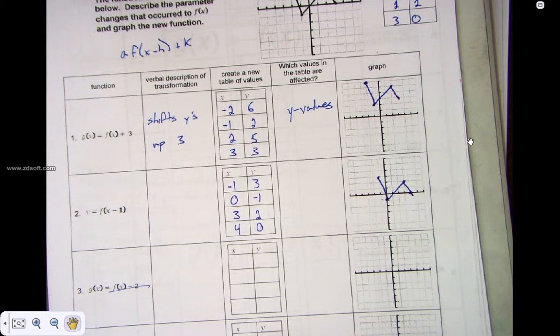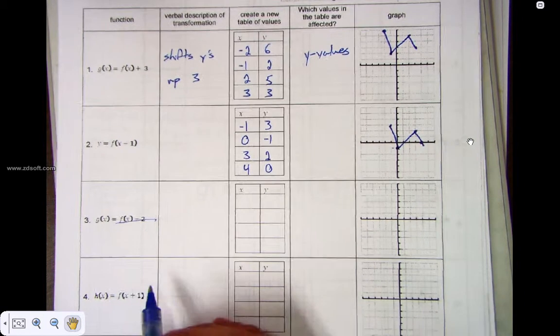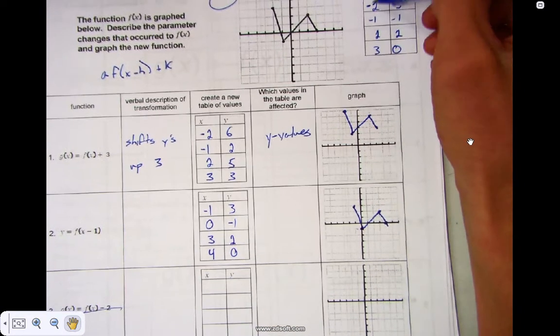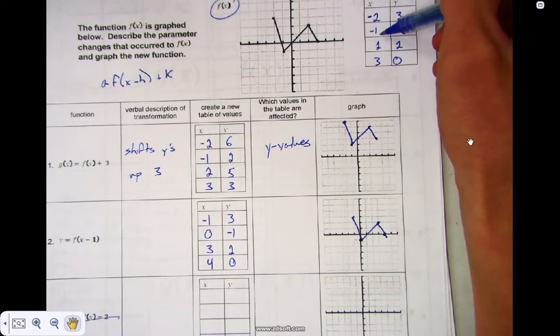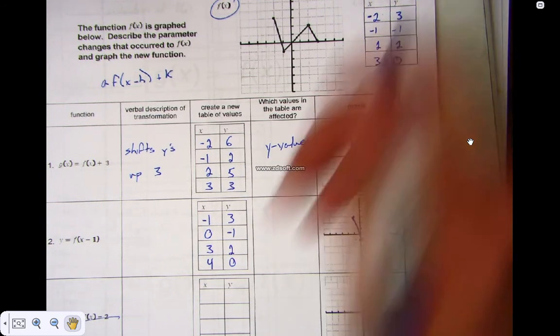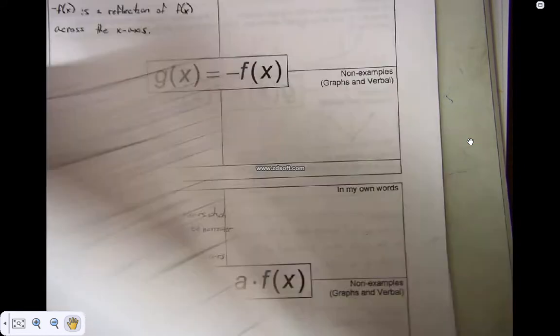This one right here moves all my x's to the left 1 space. So where all my x's were -2, -1, 2, and 3, I move it left 1. So -3, -2, 1, and 2. So let's go ahead and keep going on the back side.